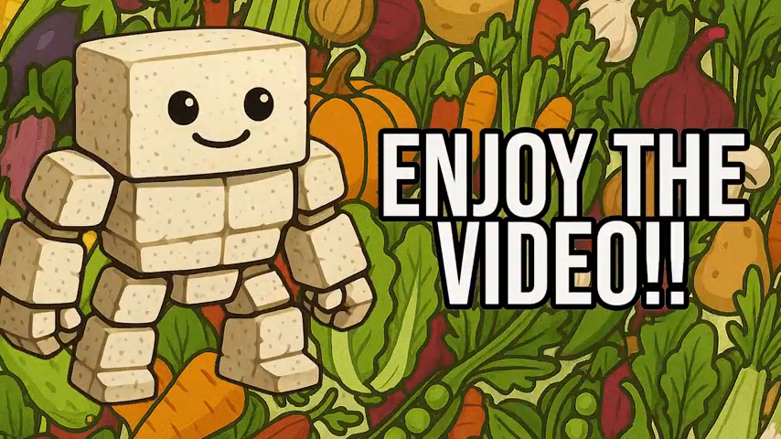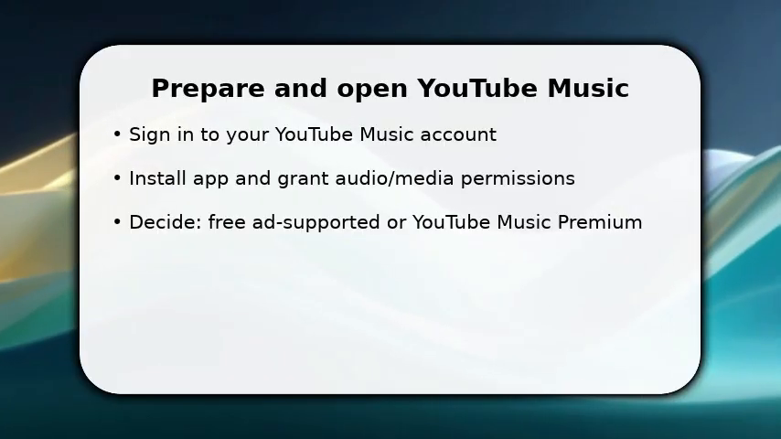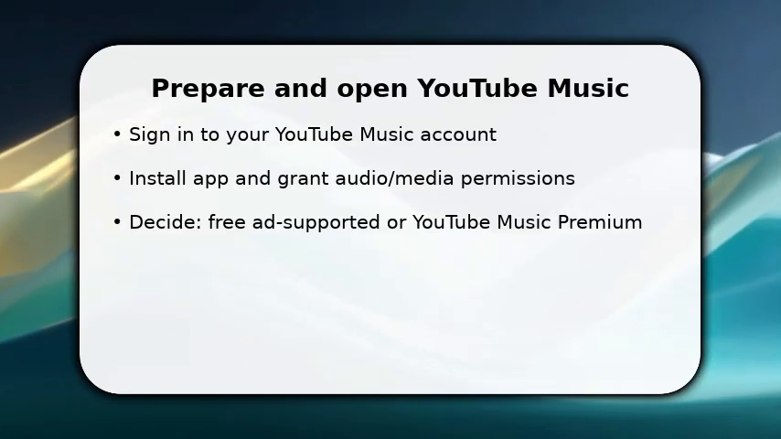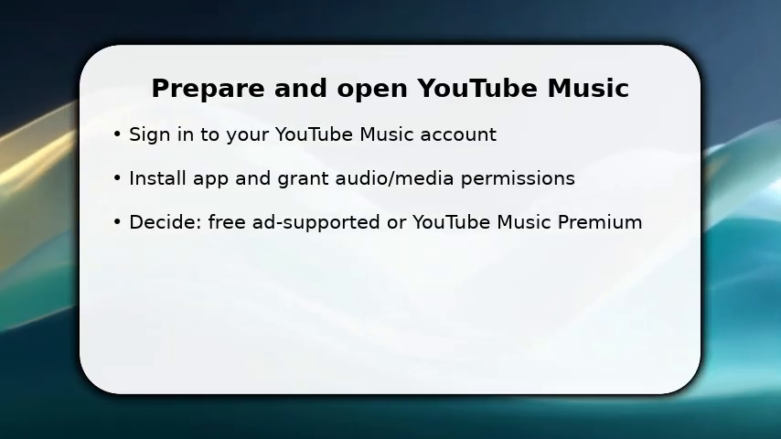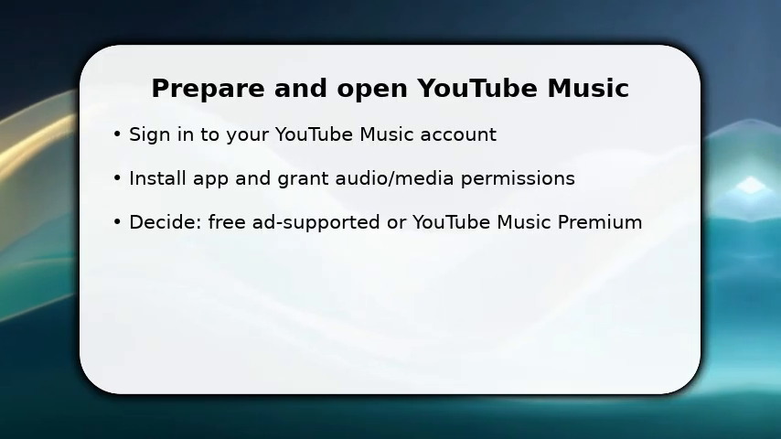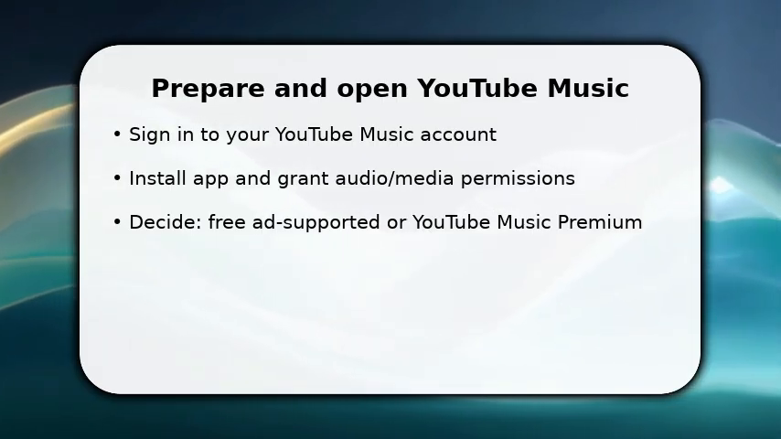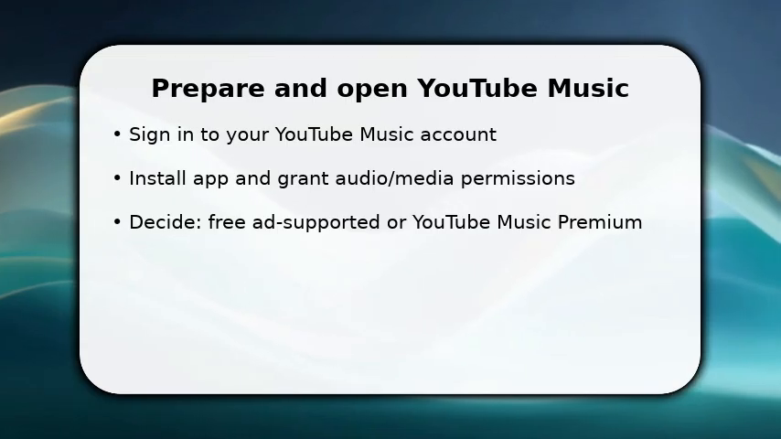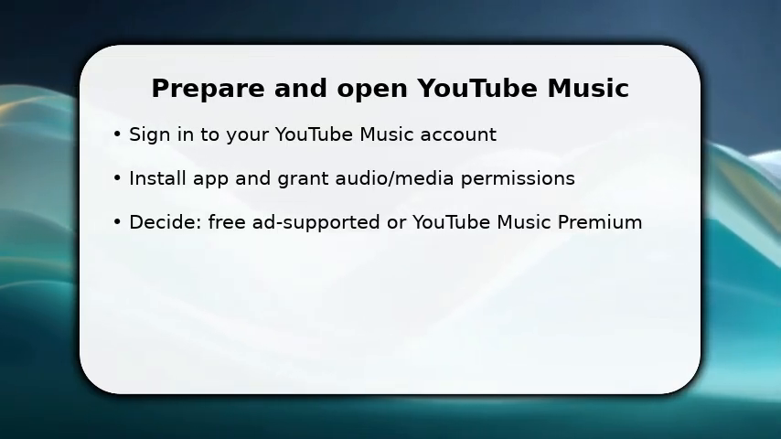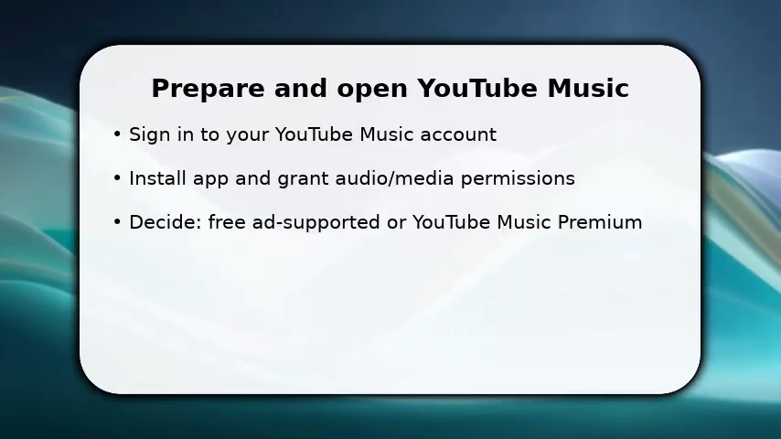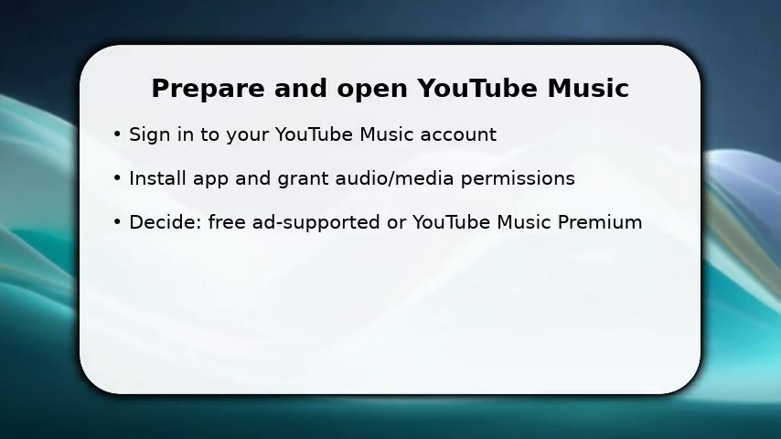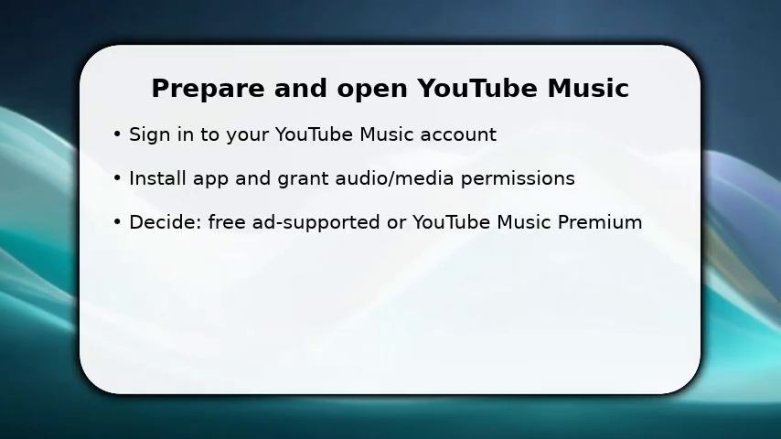Please enjoy the video. You start by opening the YouTube Music app and signing in. This ensures your library and offline tracks are available. Once done, grant any requested media or background play permissions so Android or iOS can keep audio alive. If you have premium, background play is native. If not, prepare alternate steps.